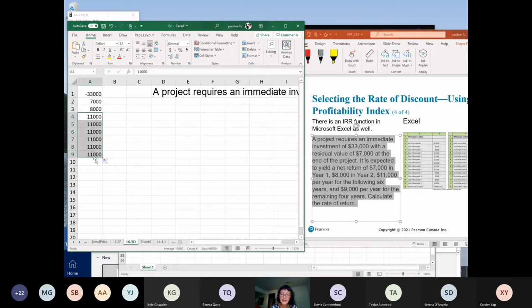And then 9,000 for the next 4 years. 9,000 happened 4 times. 9,000 per year for the remaining 4 years.